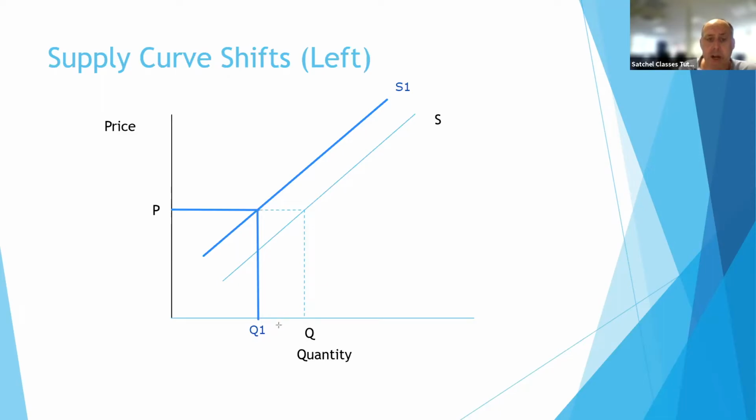So we could actually draw an arrow in here to show a movement where we've moved from Q to Q1, a reduction in the quantity being supplied to the market. I'm going to clear that. I'm going to move on.